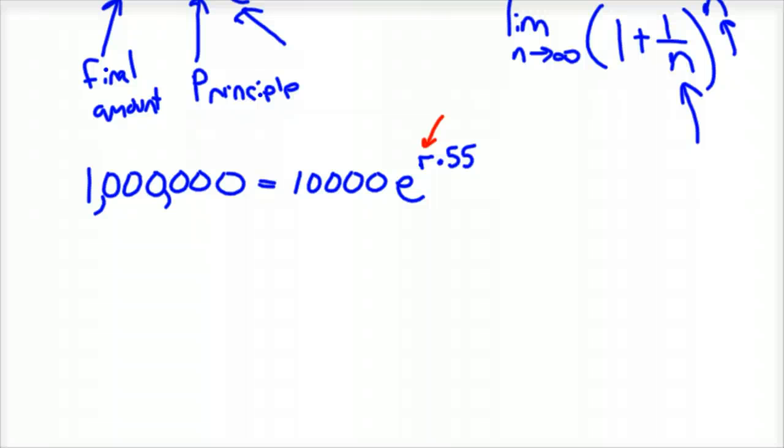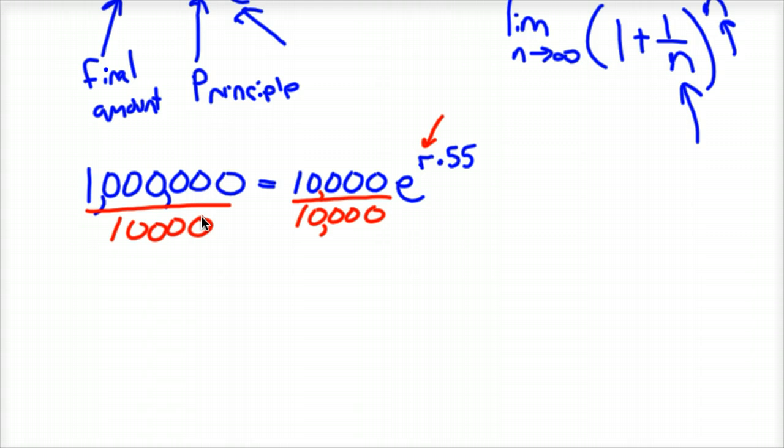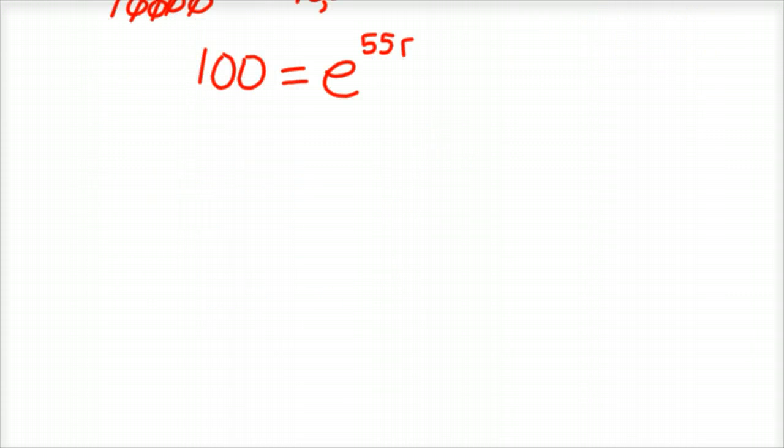So first off, isolate the exponent. So we're going to divide by 10,000 on both sides. I'll put the commas in there. And 1 million divided by 10,000, you start crossing out zeros, is 100. So we've got this formula, 100 equals e to the 55r, because it bothers me to have R55.